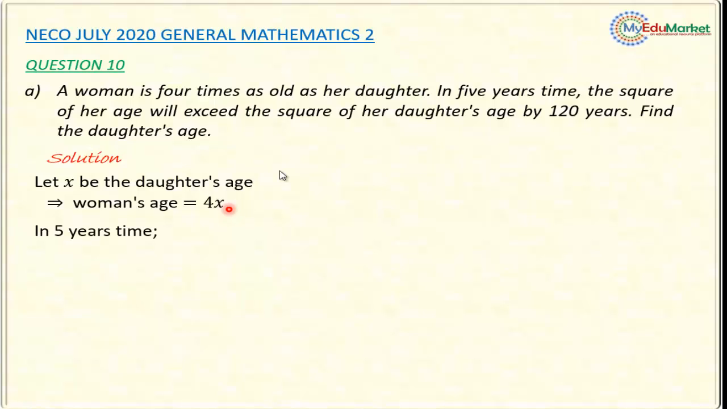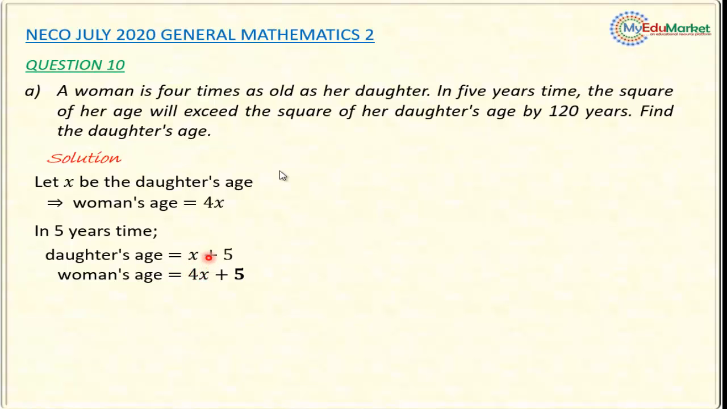So after 5 years, that is in the next 5 years, the daughter is going to be x plus 5. If she is x years old now, in the next 5 years to come, you just add 5 to her present age. That will give you her age in those 5 years to come. Similarly, if the mother is 4x now, in 5 years' time the mother will be 4x plus 5. This is going to be the mother's age in 5 years to come.